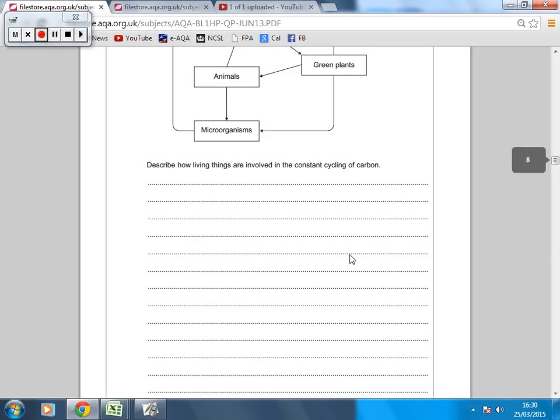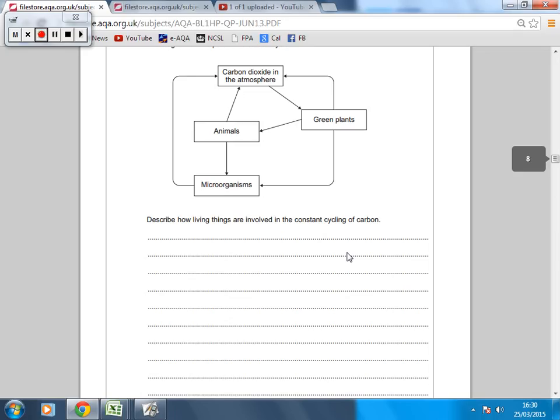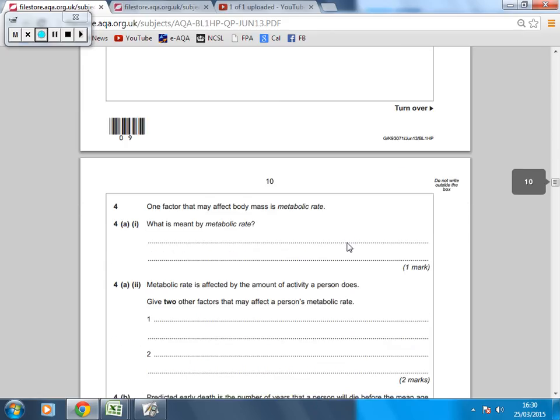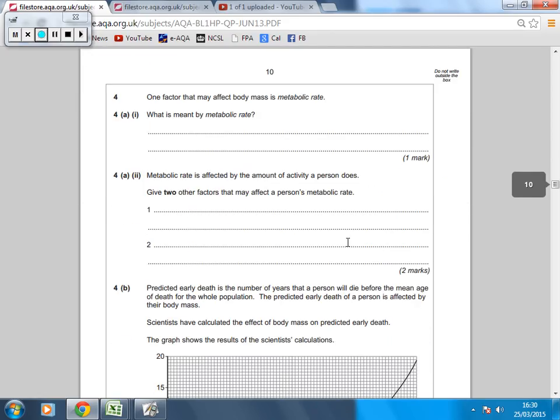So our 3 key processes here are photosynthesis, respiration and decay. So you need to mention each of those 3 key words, and then just a little bit of an explanation as to how they all link together to constantly cycle carbon. Lots of paper to fill, so make sure you fill it.